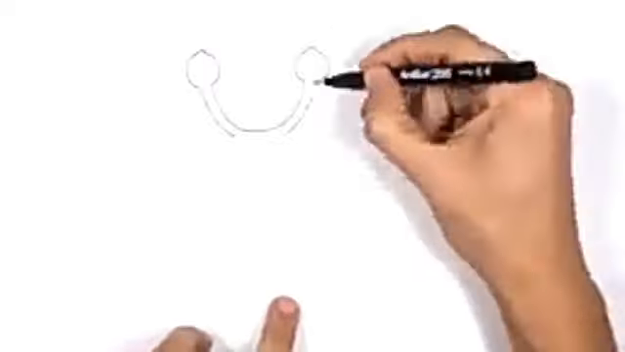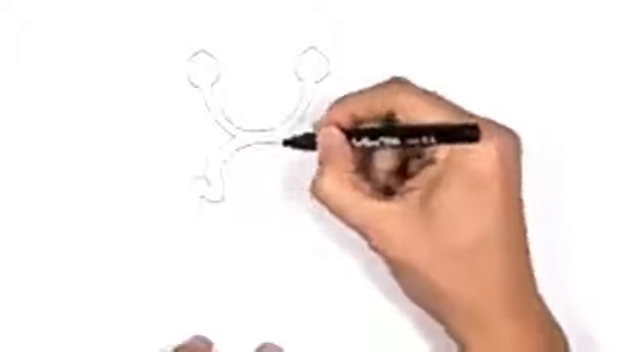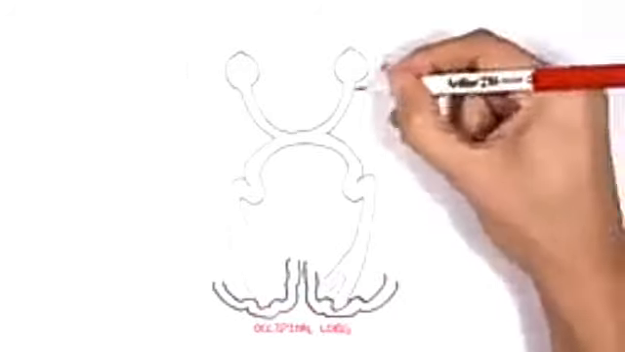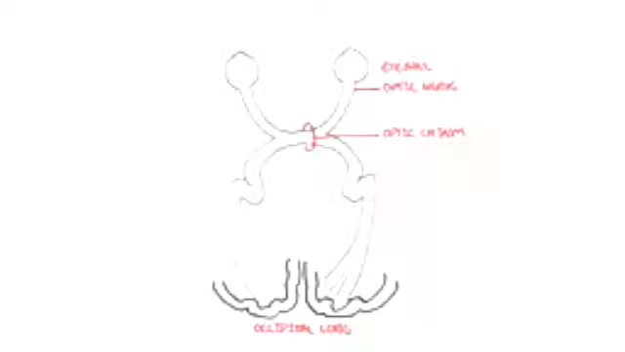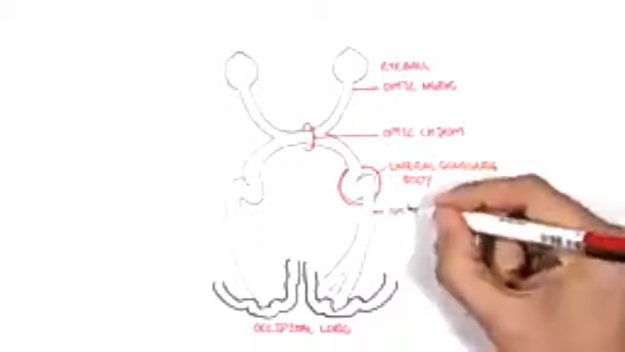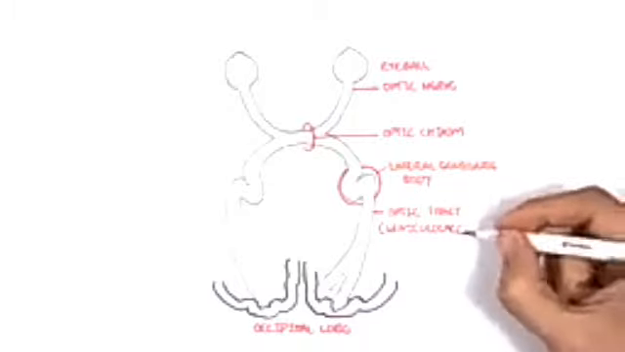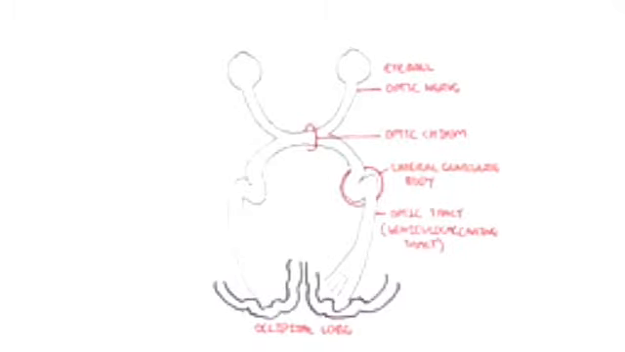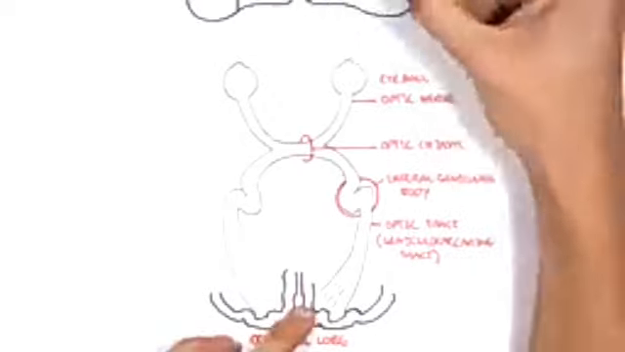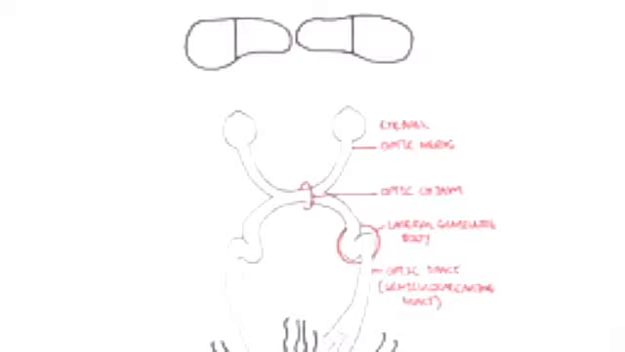Hello, in this video we're going to look at the pathway of vision, and we also will look at what happens when there are lesions that occur along this pathway and how it affects our vision. So here is the occipital lobe, the eyeball, optic nerve, optic chiasm, lateral geniculate body, and optic tract, also known as the geniculocalcarine tract. Here are our visual fields.